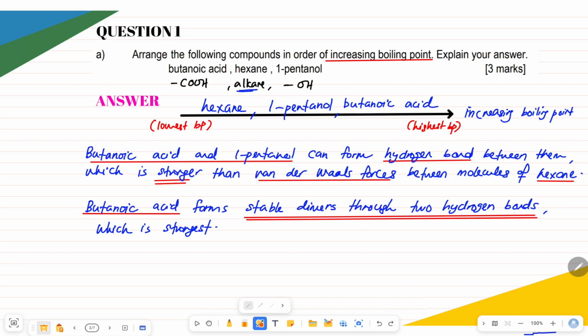Okay, so in terms of marks, you give this. First, the arrangement, you get 1 mark. Second, explanation, comparing hydrogen bond with van der Waals forces. And then why the hydrogen bond in carboxylic acid is the strongest? Because of the stable dimers. So that was for question A.